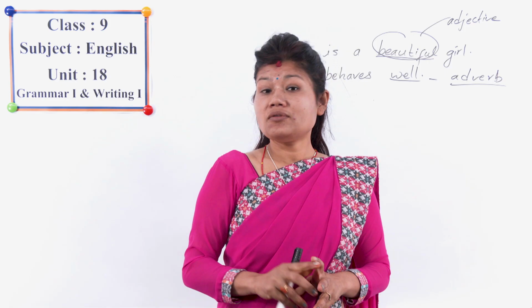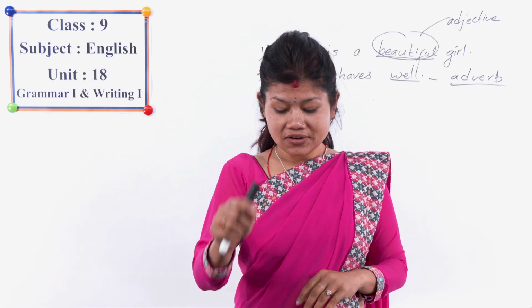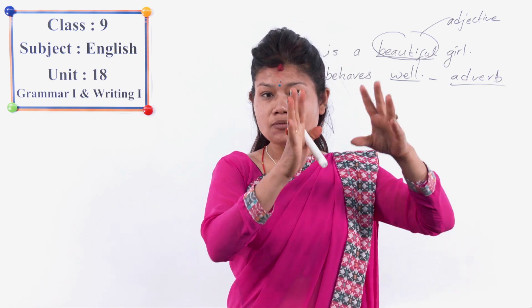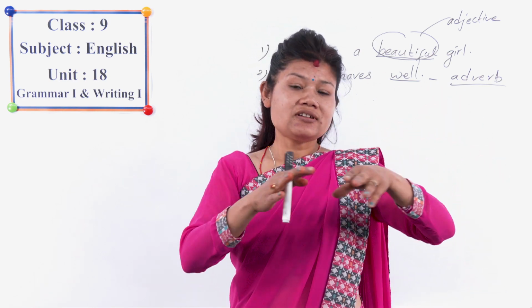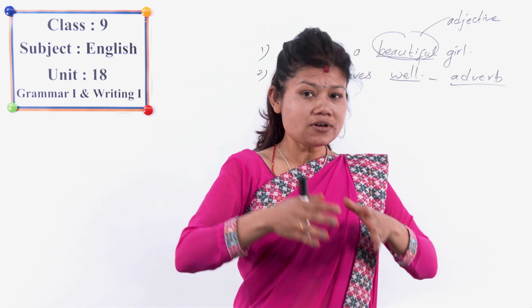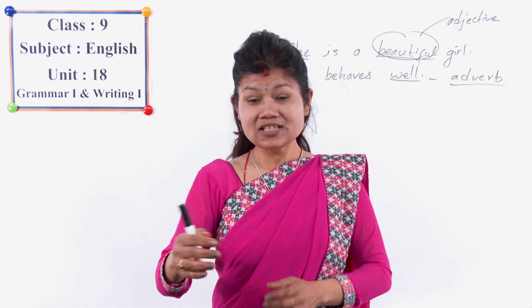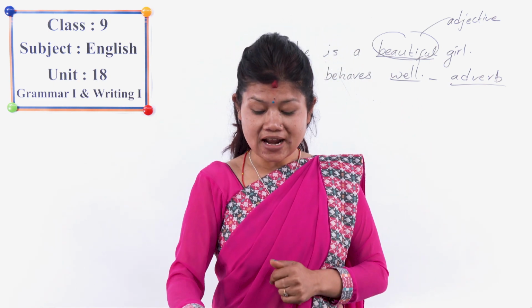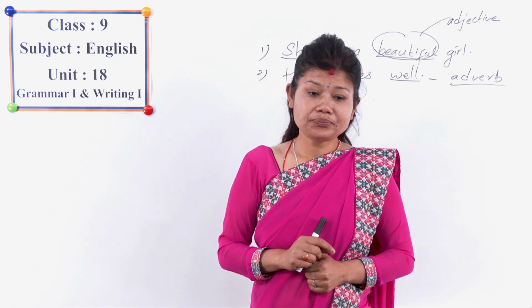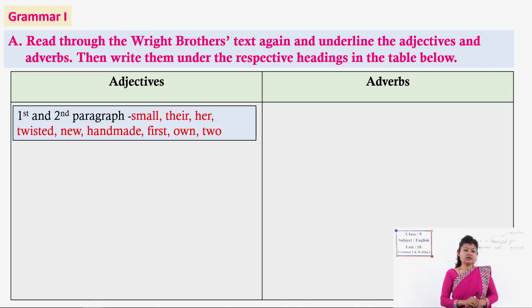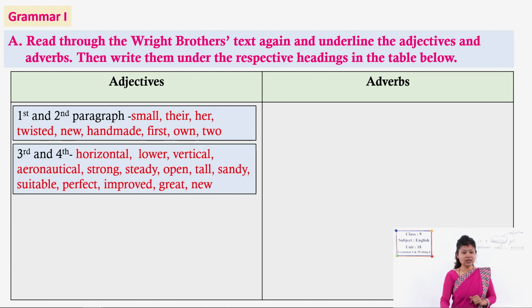Very good. Now, what is the next task? Do you remember? We have to put them under the respective tables, adjective or adverb, okay. In the first and second paragraphs, these were the adjectives which we underlined: small, dear, her, twisted, new, handmade, first, on, two.